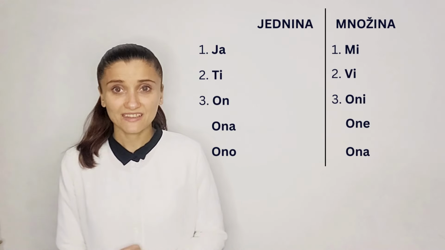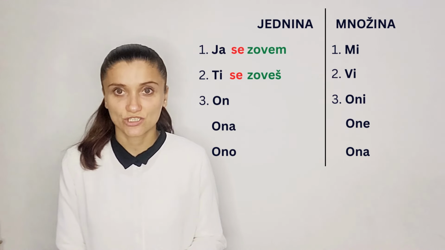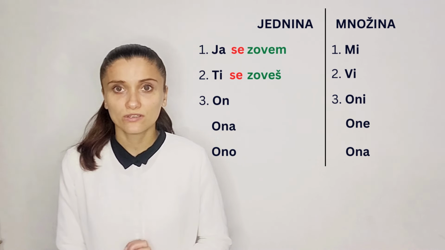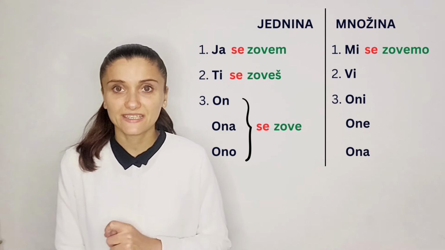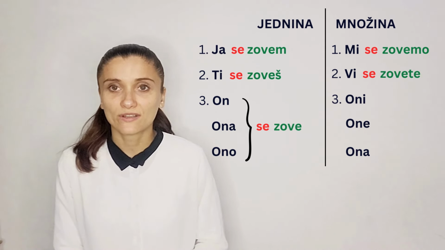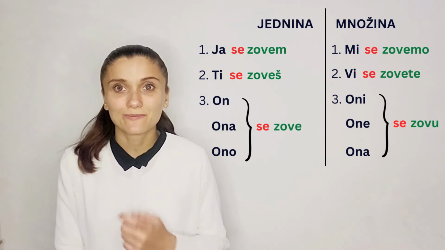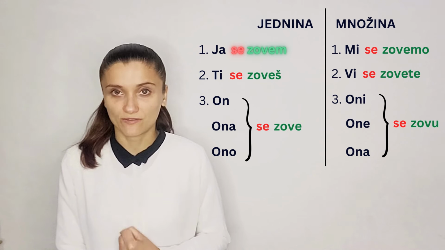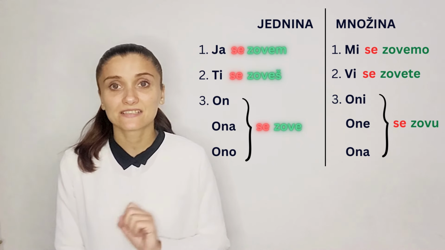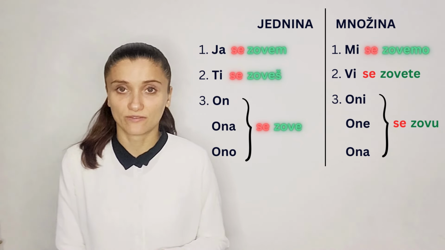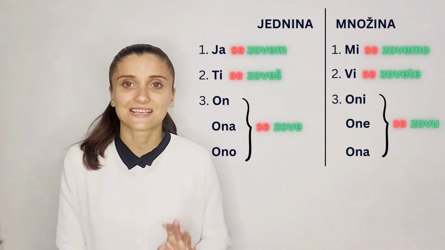Okay? So having these three things in mind, let's now see glagol zvati se in present tense. Let's start. Ja se zovem. Ti se zoveš. On, ona, ono se zove. Mi se zovemo. Vi se zovete. Oni, one, ona se zovu. Let's repeat it one more time. Ja se zovem, ti se zoveš. On, ona, ono se zove. Mi se zovemo, vi se zovete, oni, one, ona se zovu.